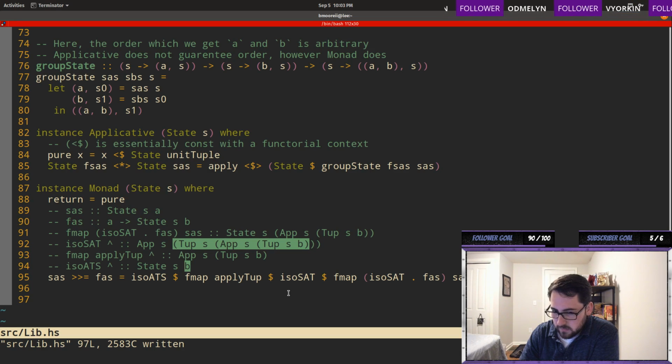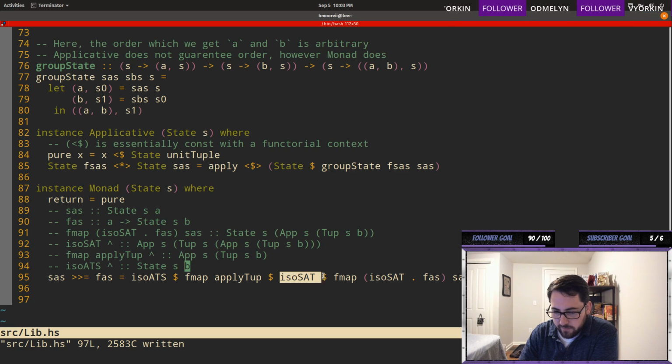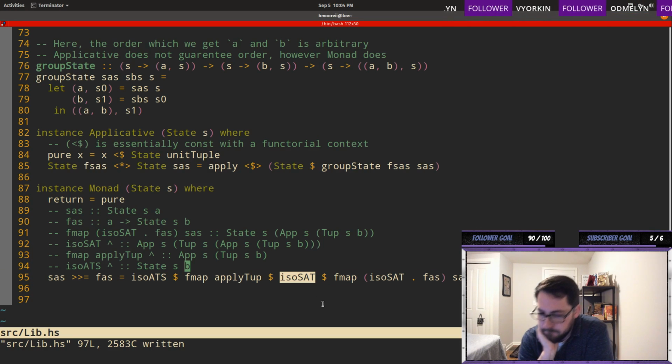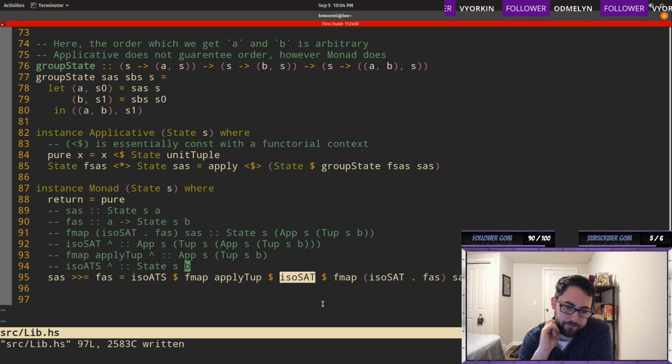This is it. I think that it makes logical sense. We're sort of emulating the extra embedding by doing this second isosat such that we can flatten.